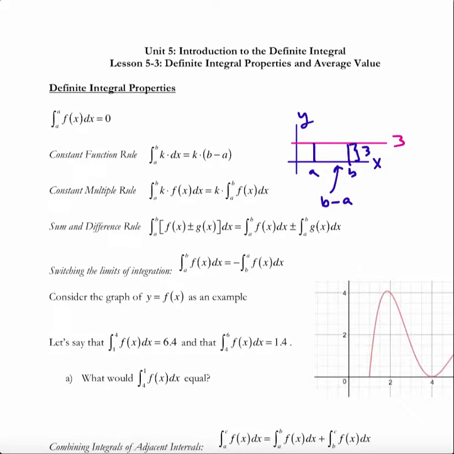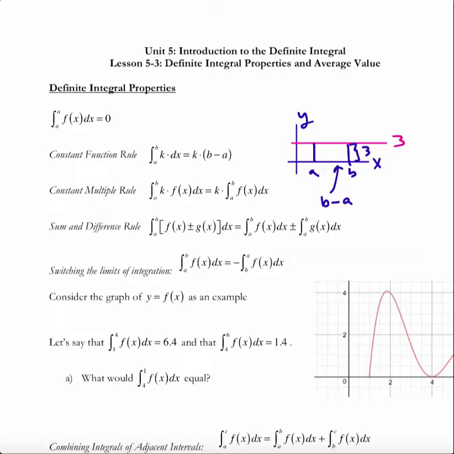Switching the limits of integration. This one is a little more interesting, which says that if this evaluates to a number, the definite integral from a to b of f of x dx, if you switch the limits of integration, so now going from b to a of f of x dx, these two integrals should be opposite signs. It's -1 multiplied by the other. So if one is positive, the other one will be negative, and if one is negative, the other one will be positive. And that really brings up an interesting question of having a negative value for a definite integral.